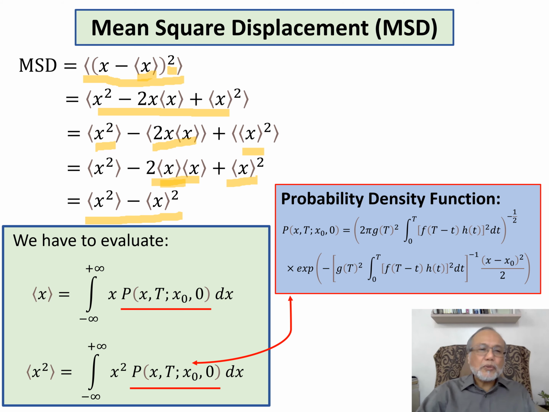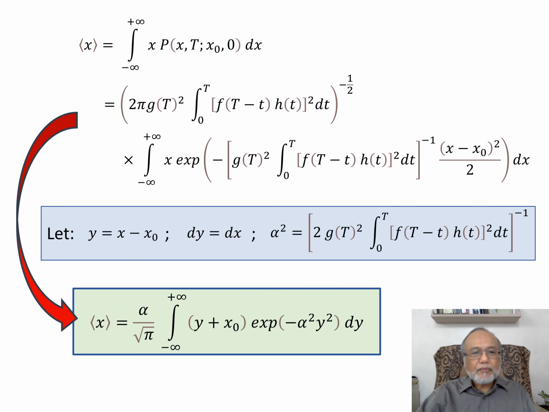So to get a theoretical expression for the MSD, or mean square displacement, we have to calculate these two mathematical objects. Here we have the mean of x, so we have an x multiplied by the p, or PDF, and remember that our PDF is actually given by this. And you also have the mean of x squared. So let's proceed with the calculation.